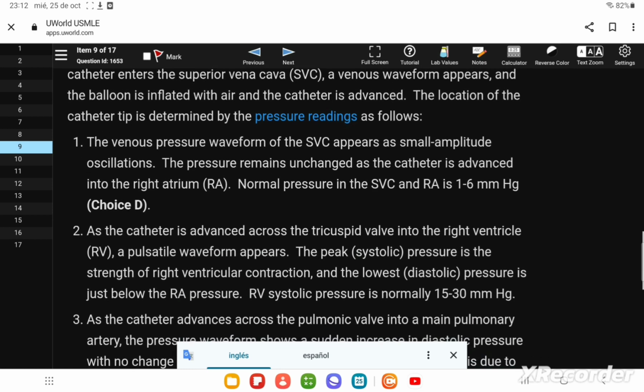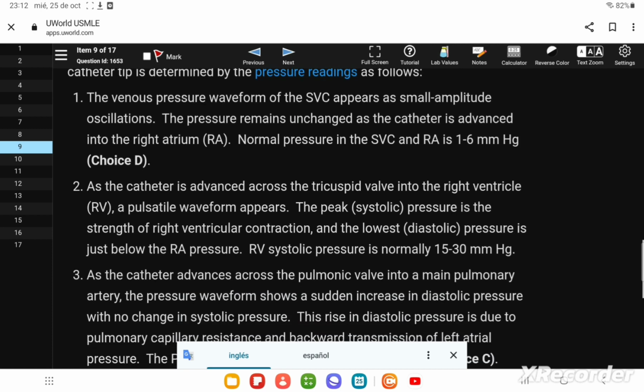Number 2: as the catheter is advanced across the tricuspid valve into the right ventricle, a pulsatile waveform appears. The systolic pressure is the strength of the right ventricular contraction, and the lowest diastolic pressure is just below the right atrial pressure. Right ventricle systolic pressure is normally 15 to 30 millimeters.